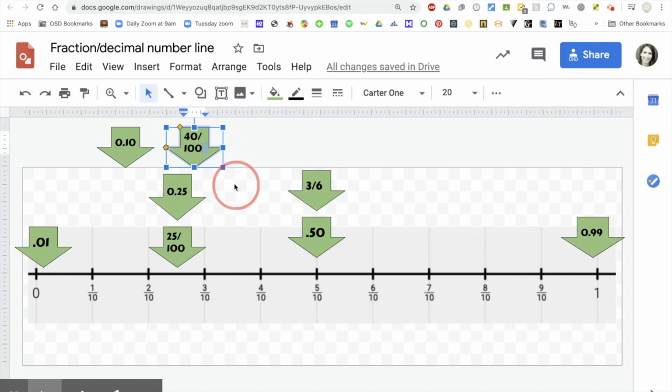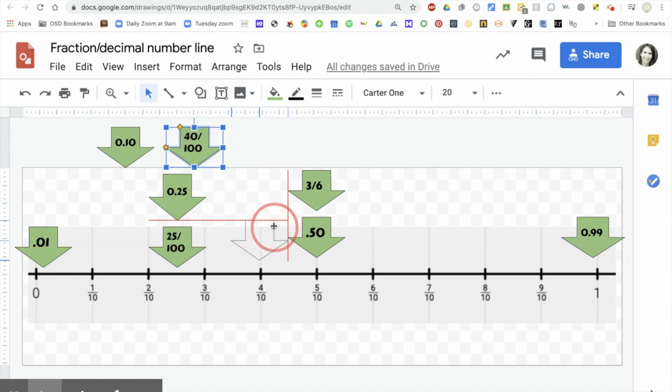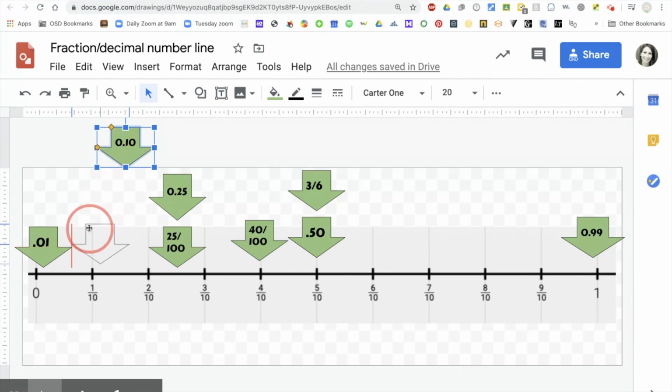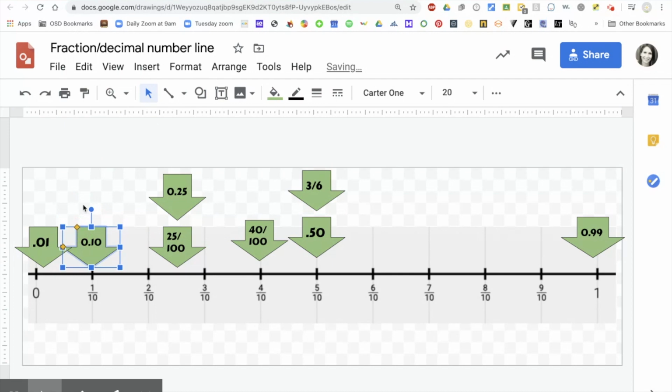40 hundredths should ring a bell to that decimal fraction of equivalent fraction of 4/10. I'm going to go down here. 40 hundredths is equivalent to 4/10. Let's make sure it's right on top of there. And that leaves me 10 hundredths, and that is an equivalent decimal to the decimal fraction of 1/10.